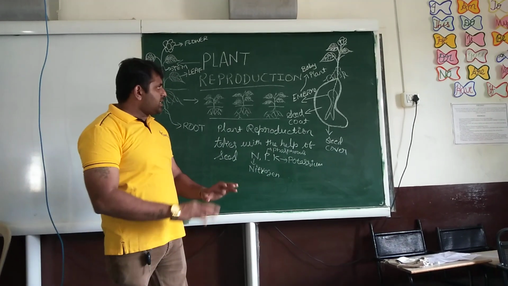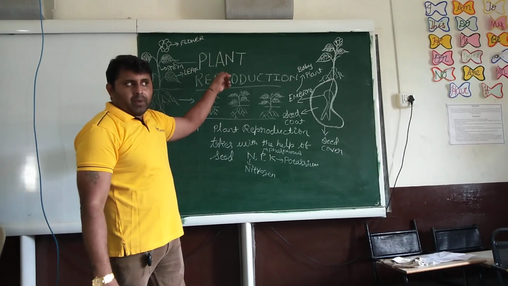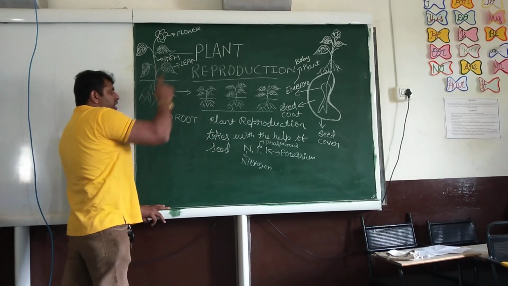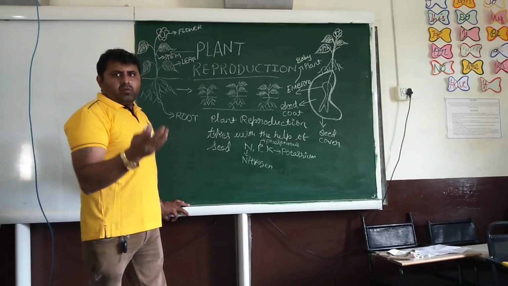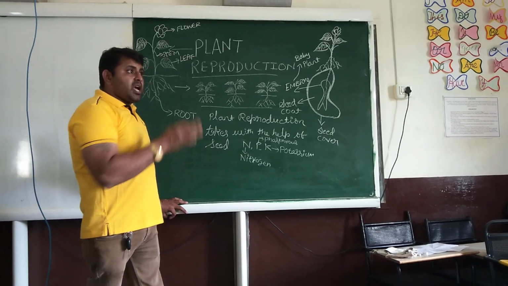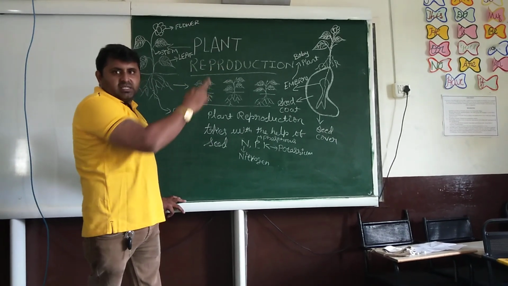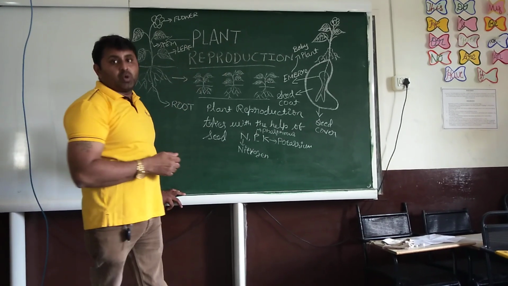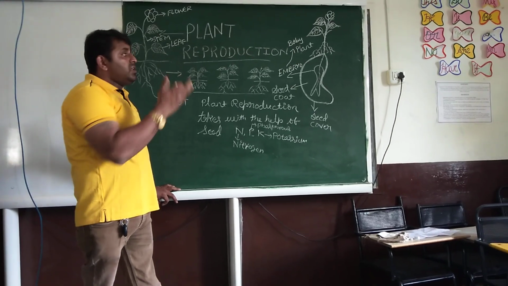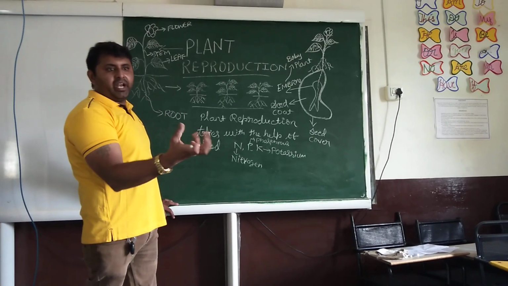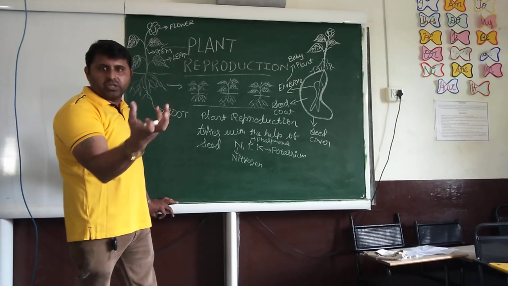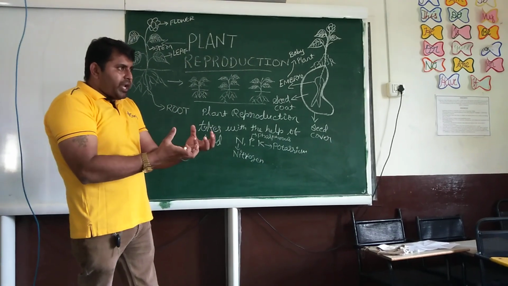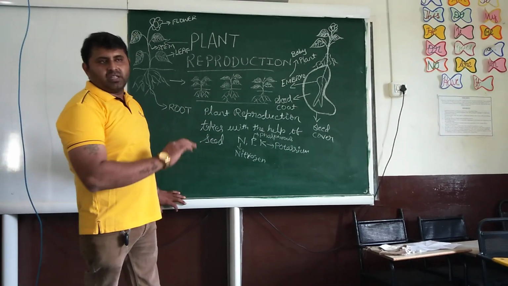Got it? So in this class we studied plant reproduction. Plant reproduction means producing young ones with the help of the flower, stem, leaf and root. We will grow the plants. In your syllabus, a plant seed is given. With the help of a plant seed, we can see a plant growing from the seed. I mean to say, when the seed germinates, in Kannada we call it mokku. After germination we can see a new plant.